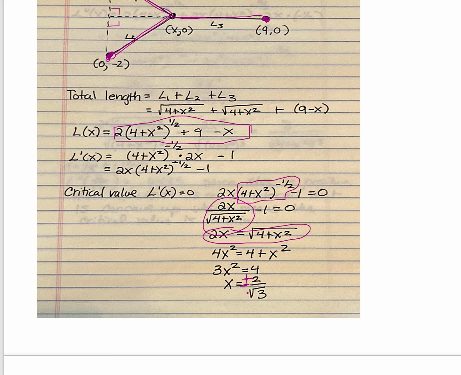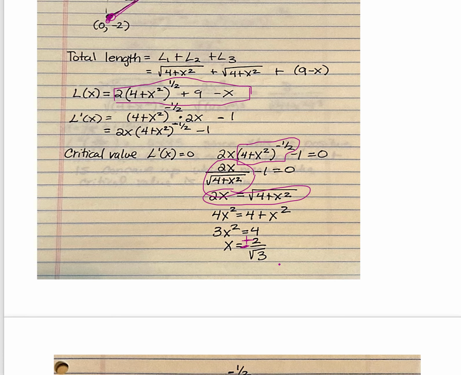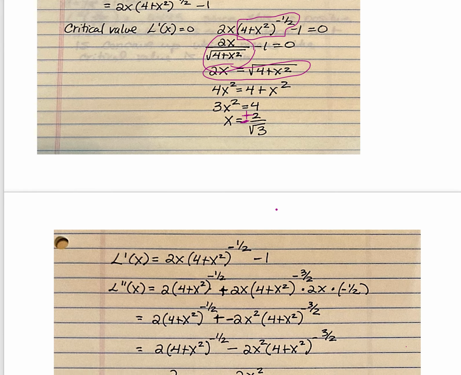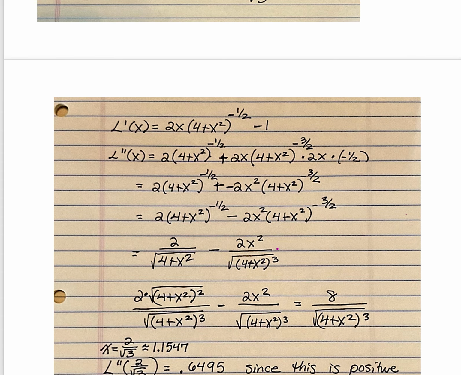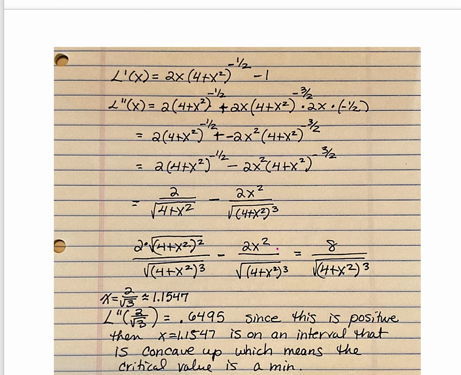So what we're going to do now, so this is our critical value, plus or minus 2 over the square root of 3. But we want to make sure we're getting a minimum. And what I did, to find a minimum value, you want to take the second derivative and use the concavity test. So here's my first derivative here. I'm going to take the derivative of this function here.